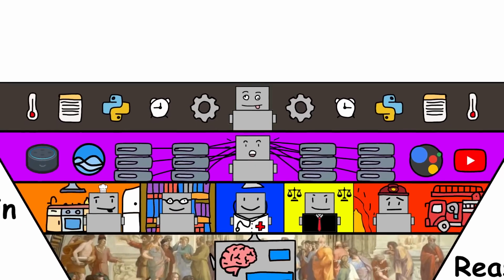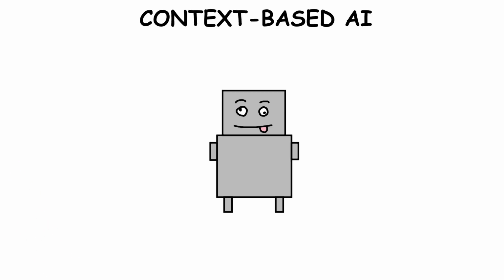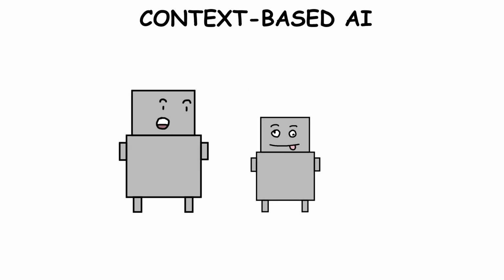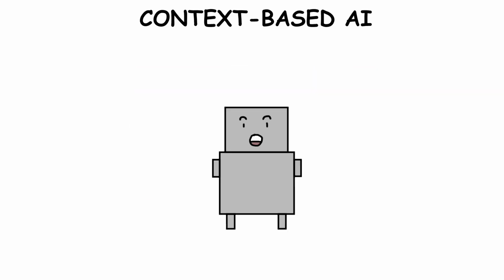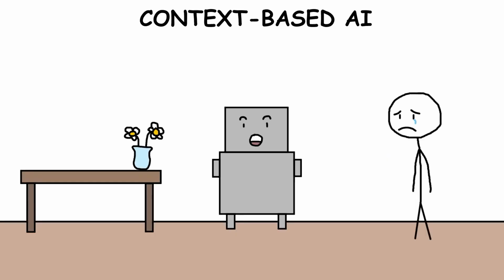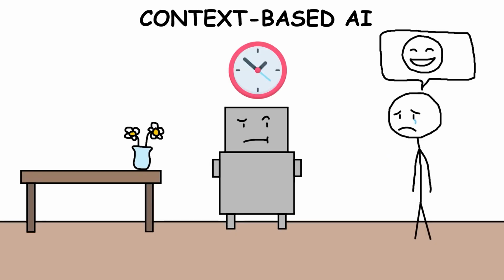Context-based AI. Context-based AI is a smarter, more advanced type of artificial intelligence. Unlike simpler AIs that just follow basic rules, this kind of AI pays attention to the context. It looks at things like the surrounding environment, your behavior, past actions, and real-time cues to make decisions.